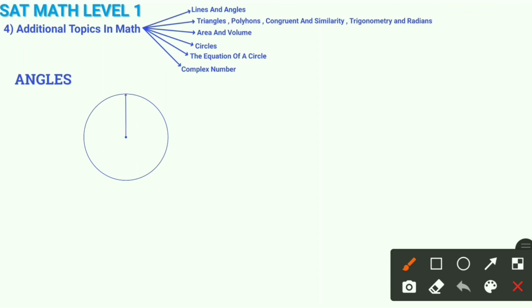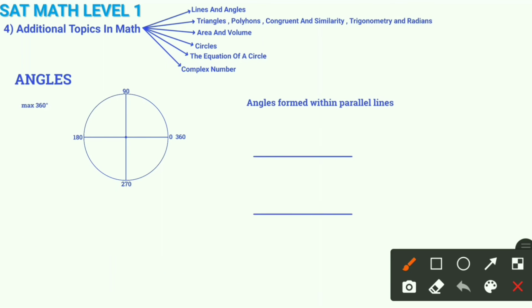Starting with what is an angle. An angle is 0 to 360 degrees maximum. Starting, you can go anywhere, either clockwise or anti-clockwise. Here I'm going anti-clockwise. It also comes in trigonometry. 90 is a right angle, 180 a straight line, then the acute angle, this obtuse angle, and this is a reflex angle. These are the types of angles that you need to remember.